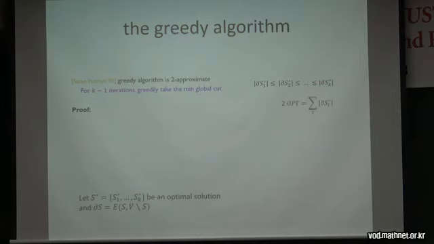So then we can see that the size of the optimal solution is exactly the sum of the boundaries divided by 2, because each edge is counted twice. Okay. So given this notation, let's try to see the proof.